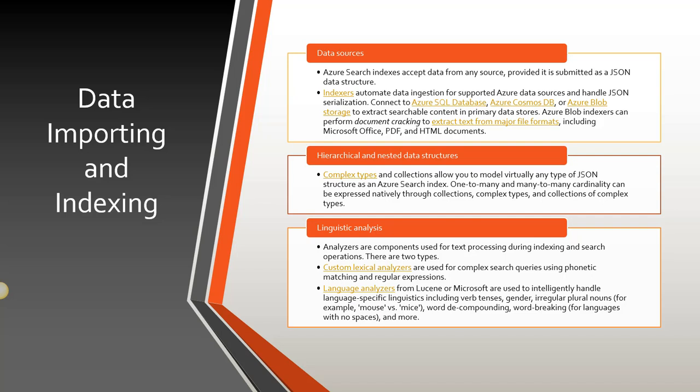Hierarchical and nested data structures. Because the index at the end is only JSON, it is not a flat structure. That means you can index any complex object you want. Later you will see in the demos that we are indexing information about hotels. A hotel room has many different features. It's not only the number of beds, but you can also have amenities, swimming pool, spa, things like that.